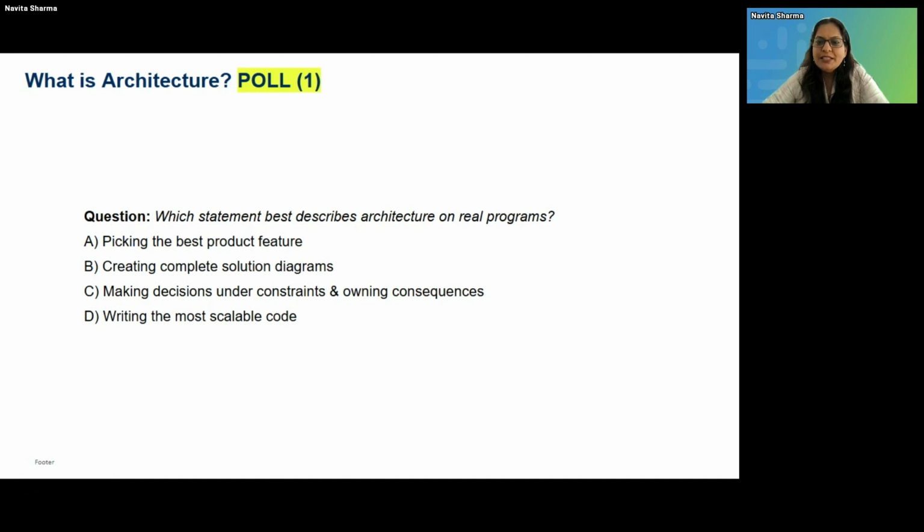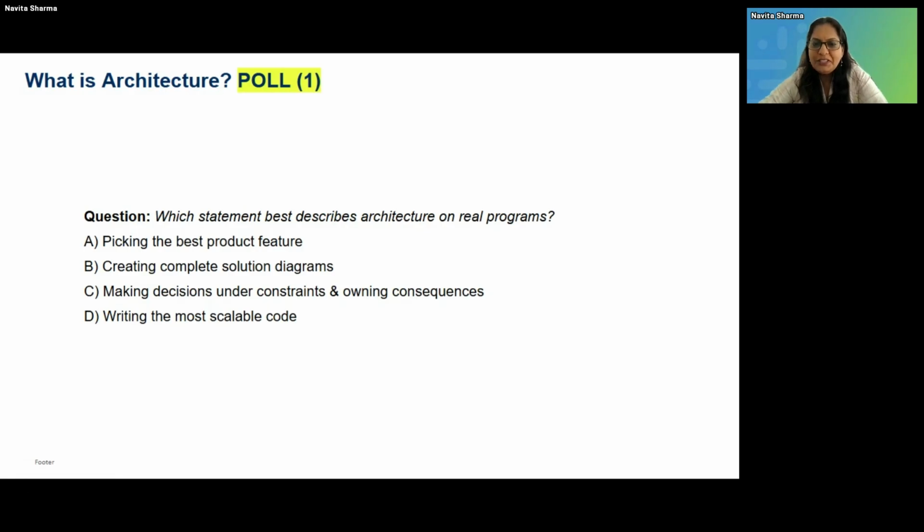Yeah. So this is an interesting question, because we asked which statement best describes the architecture. Most of you have said C, which is correct. I'm glad that you have chosen this, because architecture is about, or the architect's role is about, making decisions under constraints and owning consequences.